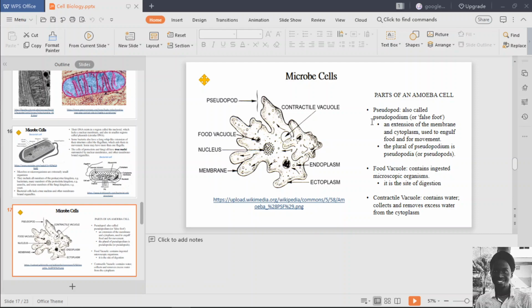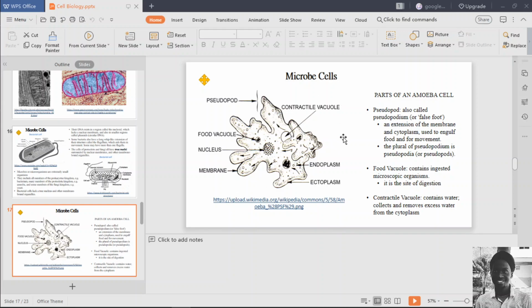The pseudopodium is an extension of the membrane and cytoplasm, and they are used to engulf or eat food by surrounding the food particle. They are also used for movement. So as I said, the plural of pseudopodium is pseudopodia or pseudopods.